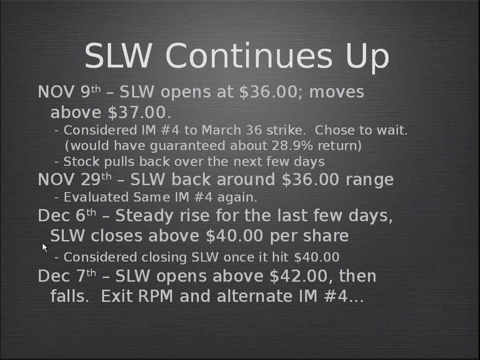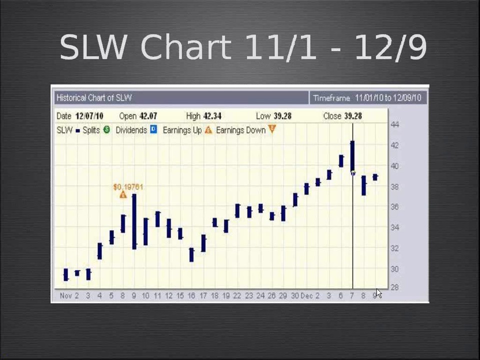Okay, so long story short, on or around December 6th, after the steady rise for the last few days, Silver Wheaton closes above $40. I considered income method number 4 again, evaluated it, and didn't pull the trigger, but it was okay. December 7th, it opened above 42, and then we just exited the RPM. It kept gapping up. It had a nice run.